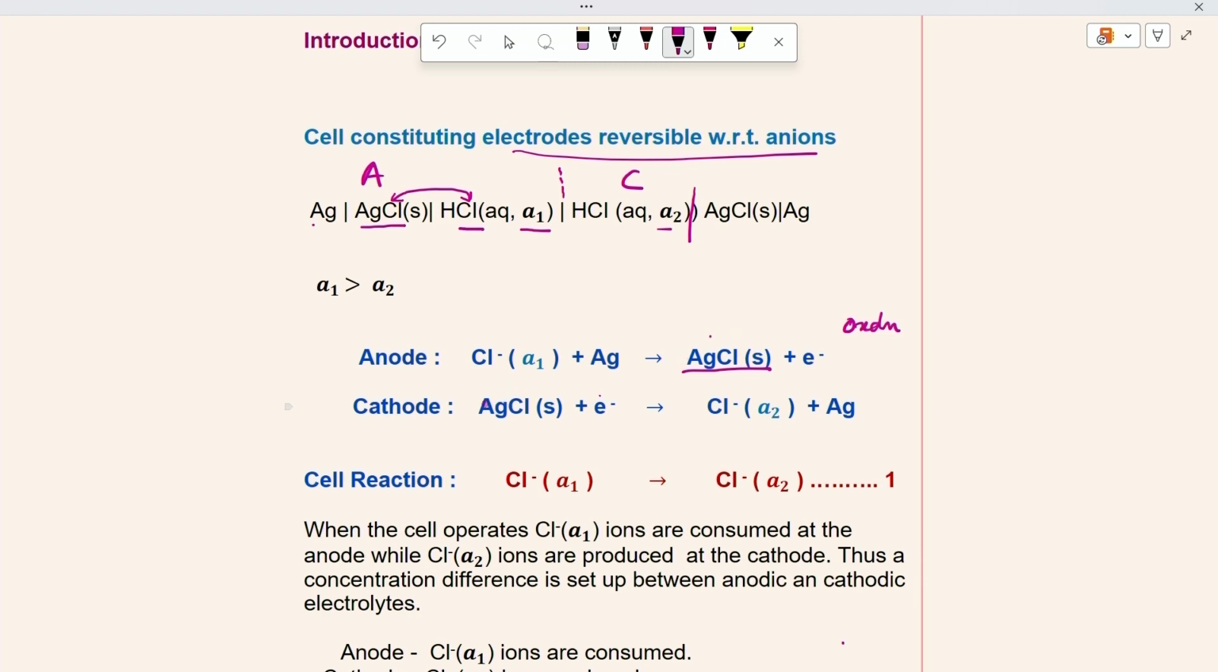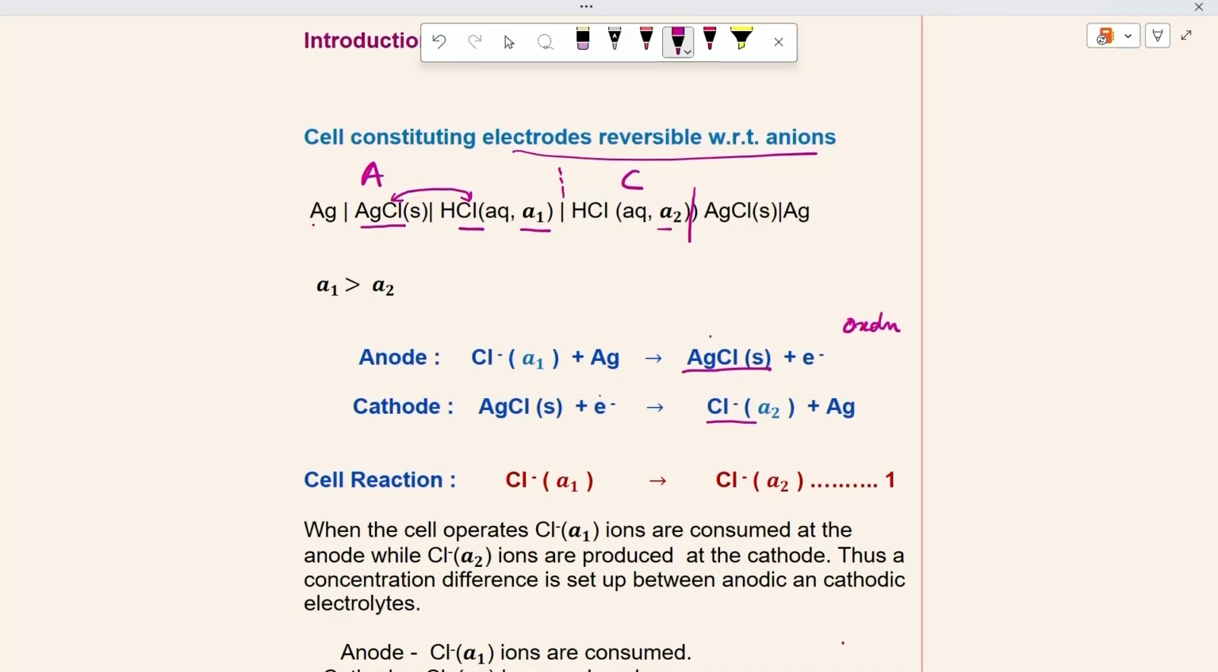At cathode, silver chloride will take up electrons. So, that will be the reverse of the anode reaction, and therefore, silver chloride, which is in the solid state, accepts an electron and gets converted into chloride ions and Ag, where chloride ions are of activity A2. At anode, chloride ions of activity A1 are being consumed, while at the cathode there is a production of Cl minus ions of activity A2.